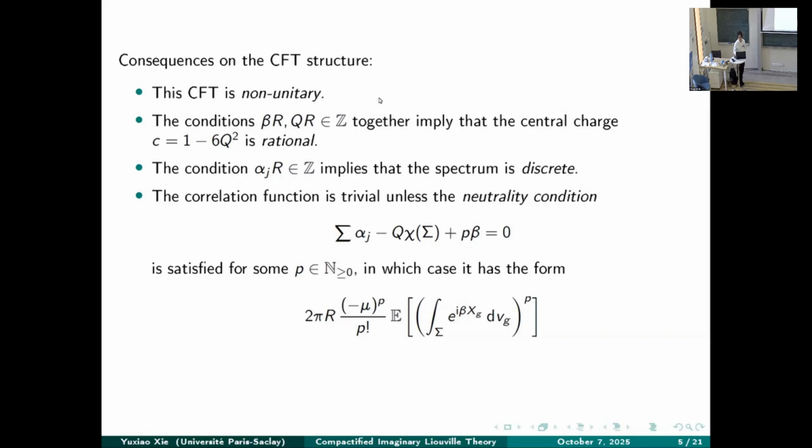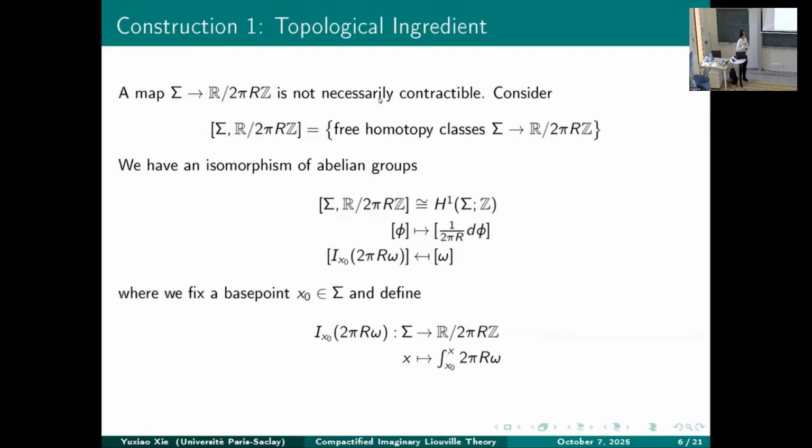Okay, so the next part of the talk will be to introduce some of the key ideas involved in the mathematical construction of the path integral. So first of all, there is a topological ingredient in this construction, which is that it's not possible to write your field as c plus something which has average 0, because now we're working with maps that take values in the compactified circle. So not all maps of that form are going to be contractible. So you have some non-trivial topology that you have to deal with. So what you can do is consider the set of free homotopy classes between these two spaces, and you can find that you have a natural representation for it, which is the first cohomology of your surface.